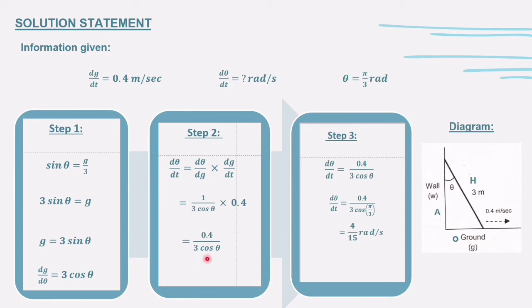This is not the last answer because we need to find the value of d theta over dt. So for step 3, we need to substitute the value of theta given, which is pi/3, and then we calculate the answer using a calculator, and the final answer will be 4/15 rad per second.